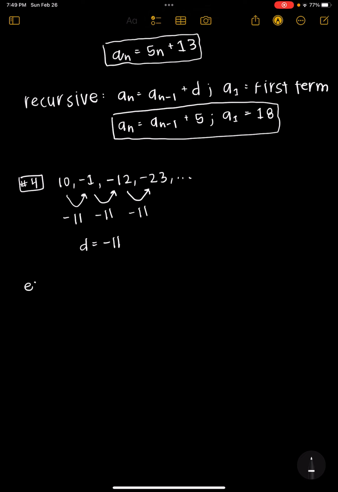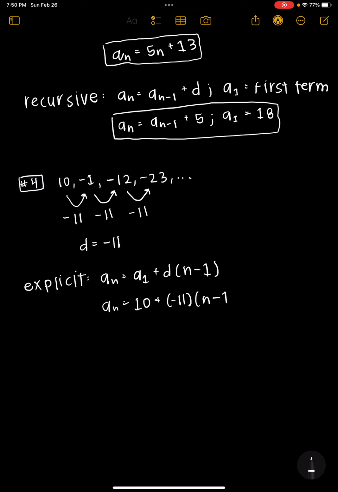Now let's start with our explicit formula, which is a sub n is equal to a sub 1 plus d times n minus 1. We're not replacing the n's, but we are going to replace the a sub 1 with our first term, which is 10, because that's just the first number in the order, plus your d. Your d is negative 11, so I'm going to replace that d with negative 11, and then n minus 1.